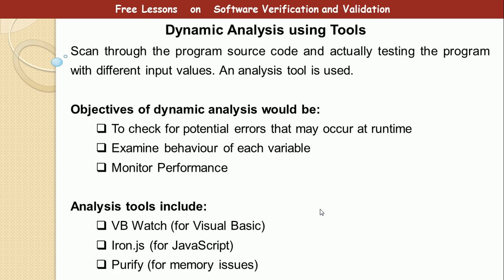We have dynamic analysis. After we have a static analysis and manual method using checklists, we have dynamic analysis using tools. So with these tools, you feed your source code into the tool. It runs through the source code using assumed values and gives you a result. So what happens? It actually checks for potential errors, examines the behavior of each variable, and monitors the performance. Some of the dynamic tools that can be used include VBWatch for Visual Basic source code. We have ion.js for JavaScript code. We have Purify. It's also a tool that tries to look at memory issues.